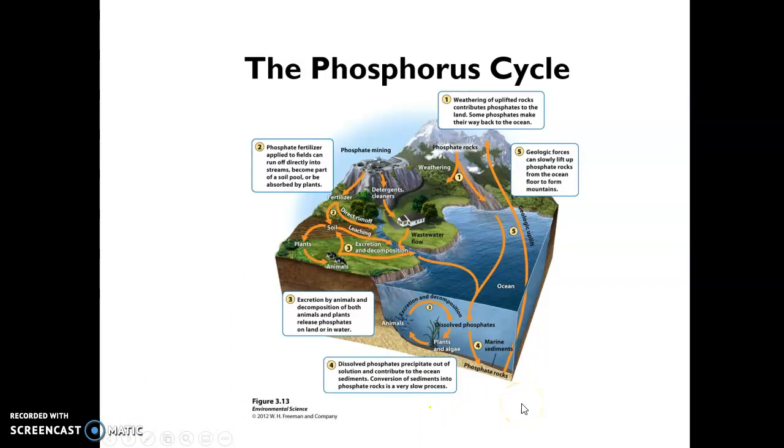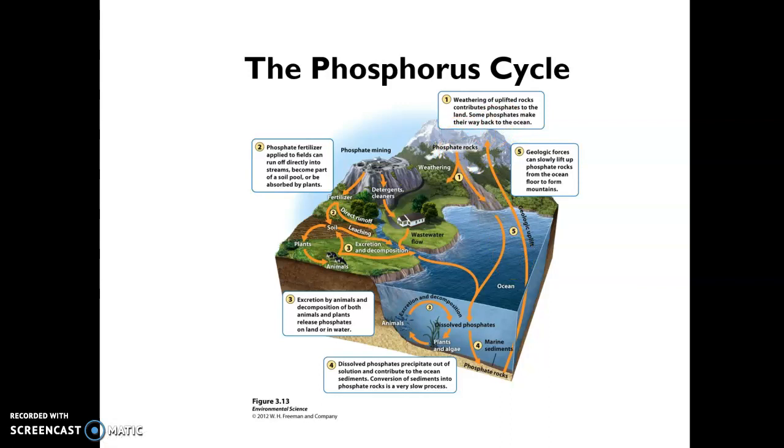Okay, the last one that we're really going to look at is the phosphorus cycle. And phosphorus is non-atmospheric. So phosphorus, like nitrogen, is a limiting nutrient. Plants, again, need it for DNA, RNA, and proteins. And it gets into the cycle through weathering of rocks. And that contributes phosphorus to soil and also to water bodies.